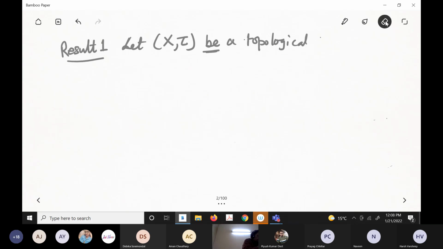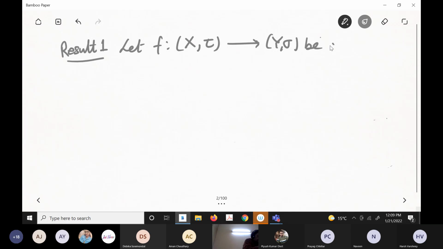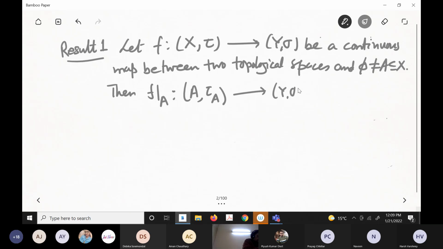Let f from (X, tau) to (Y, sigma) be a continuous map between two topological spaces, and let A be a non-empty subset of X. Then f restricted to A, f_A, is also continuous.